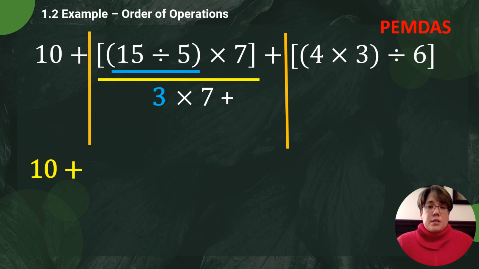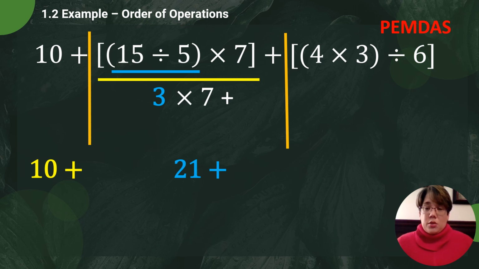Okay. So now I have 3 times 7. And I'm going to go ahead and finish that off and say that that is 21. And then I brought this plus sign here. So this whole middle section reduced down and simplified to 21. Now I'm going to come to the third section and we're going to do it the exact same way.